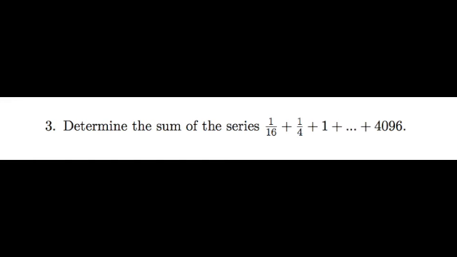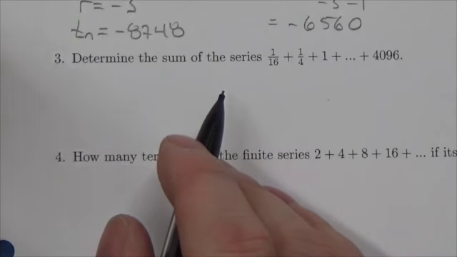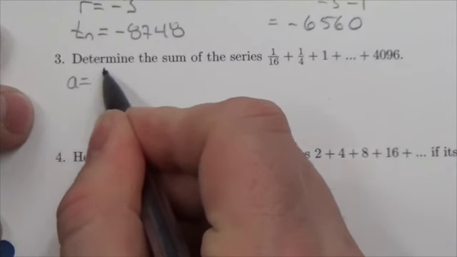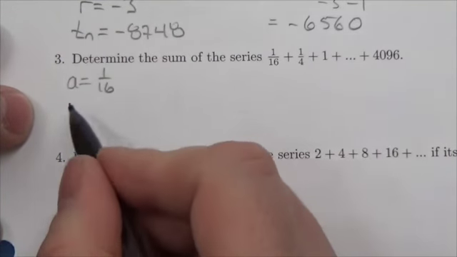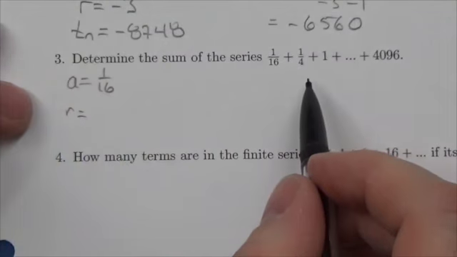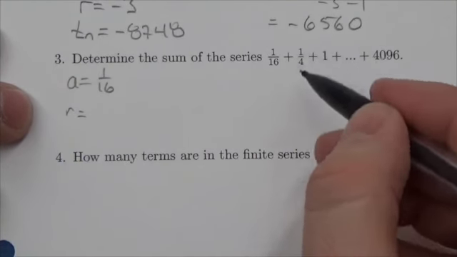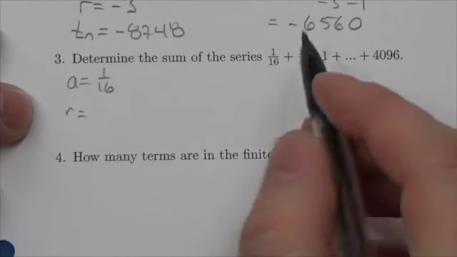Determine the sum of the series 1/16 plus 1/4 plus 1 out to 4,096. Okay, this question right here is very similar to the one that we just did. Again, I can tell what the first term is. I can see it right there, 1/16, and it doesn't take me long to figure out what r is, but you got to be careful with fractions here, okay? Remember that it's going to be 1/4 divided by 1/16.